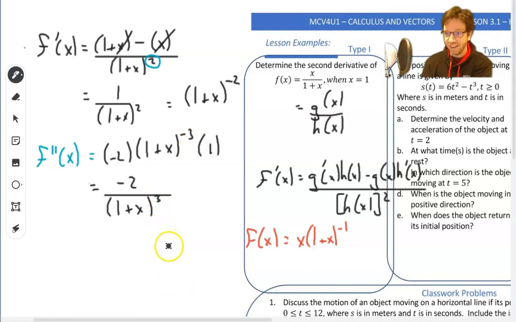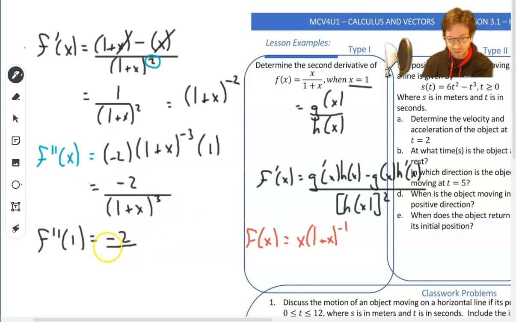Okay, now that we have that, the question still wants to know what it is when x equals 1. So we're going to find the second derivative at 1. And that's just going to be minus 2. If we put 1 in here, you get 1 plus 1, which is 2. So 2 cubed. So minus 2 over 2 cubed. Right? You can cross 1 out and make it a squared. So you just have minus 1 quarter.